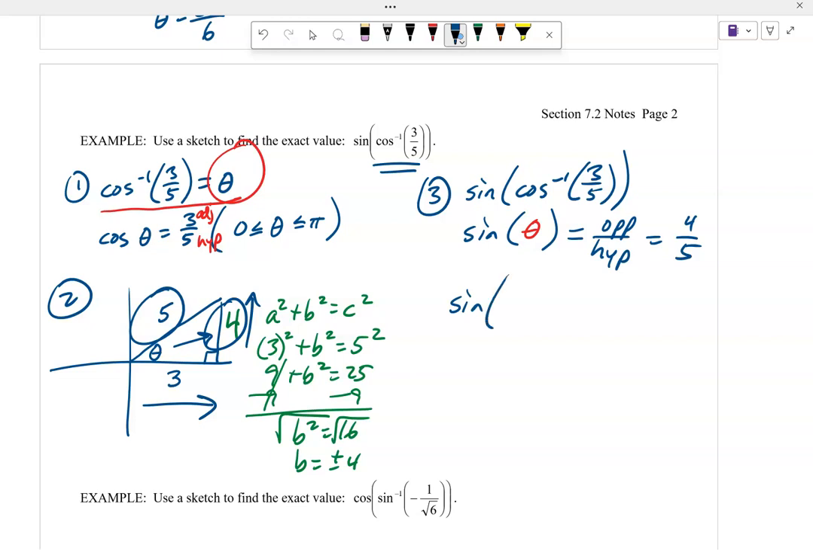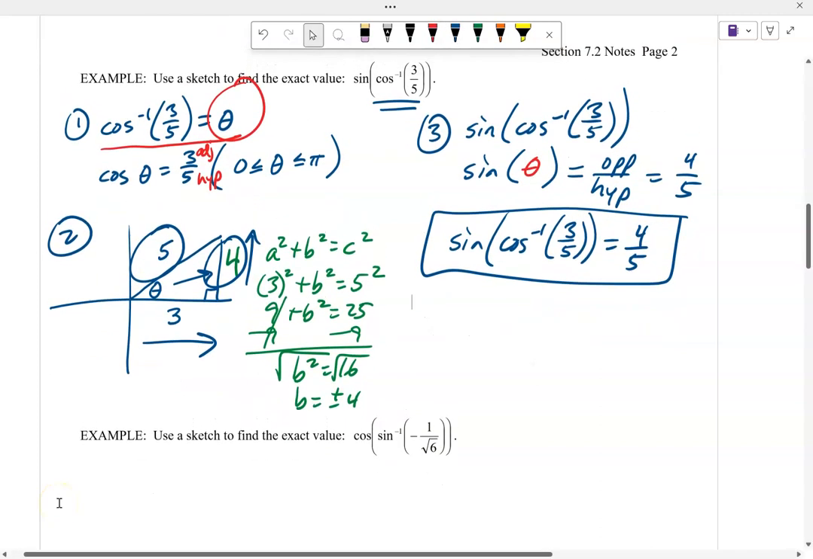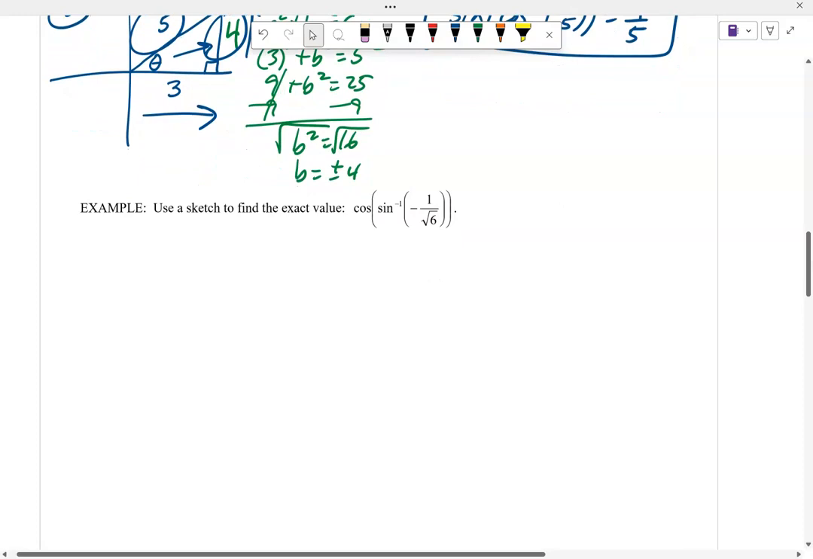Therefore, the sine of the arc cosine of 3/5 is 4 over 5. All right, so this time we've got a cosine of an arc sine. Cosine of an arc sine. So again, we'll do the inside first.